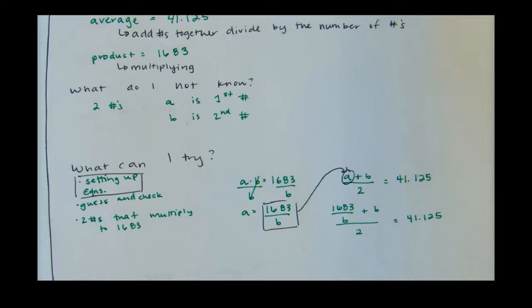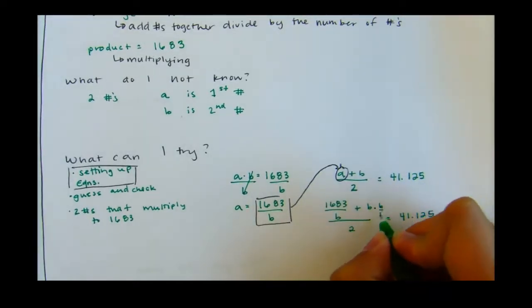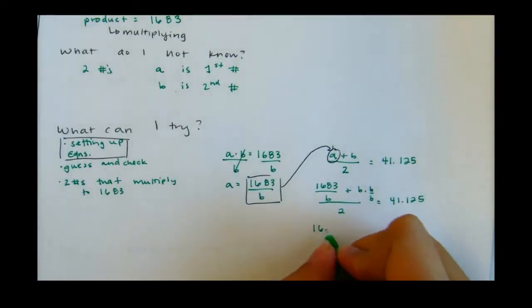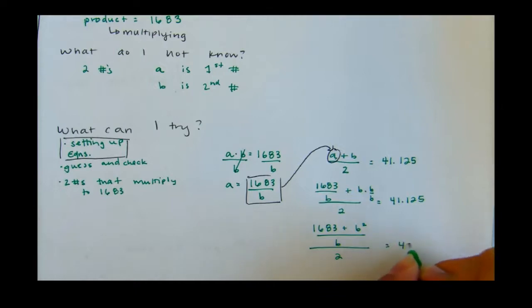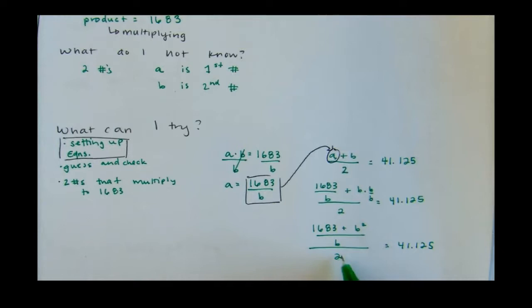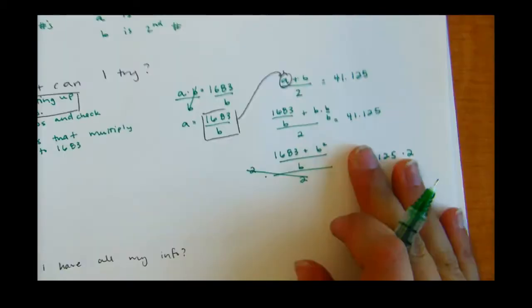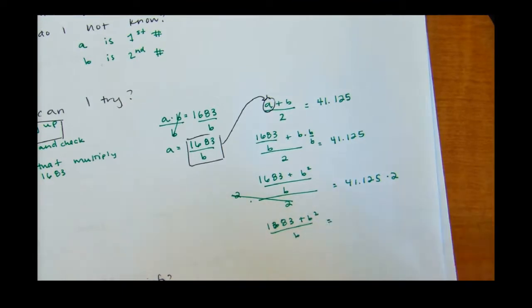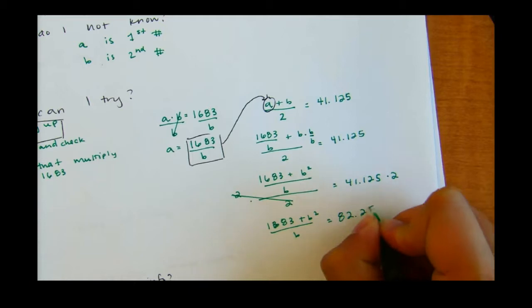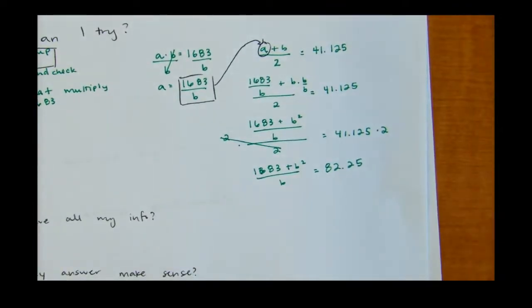Once I get to this step, I just need to solve it out. So in order to get a common denominator here to add these two, I need to multiply B by B over B. So I will be left with 1,683 plus B squared over B, and that's being divided by 2 is equal to 41.125. I'm not really enjoying this 2 over here, so I'm going to multiply both sides by 2 to get rid of it. So I'll be left with 1,683 plus B squared over B is equal to 82.25. Okay, so now I've still got to solve for B. I've got a couple different ways that I could do this using the methods that we've learned in class over the last 2 days.